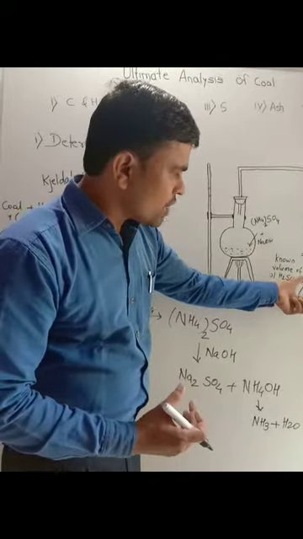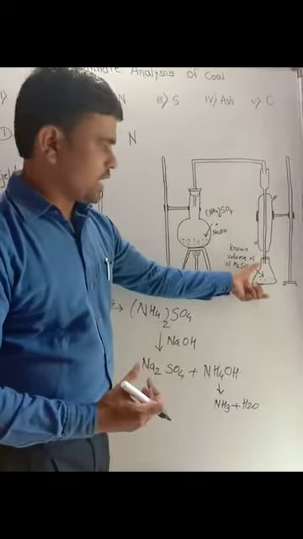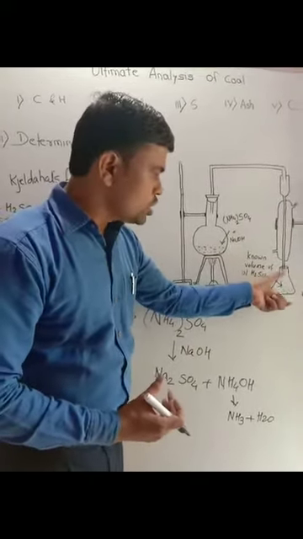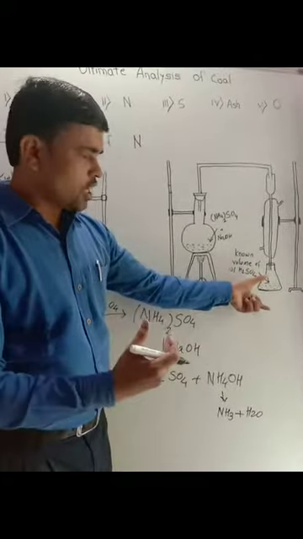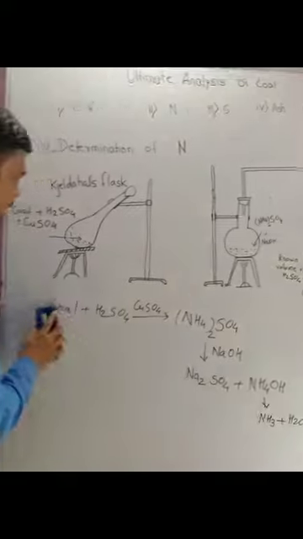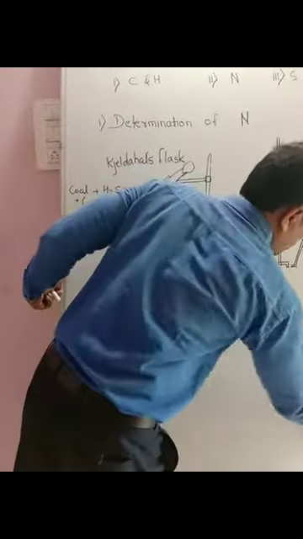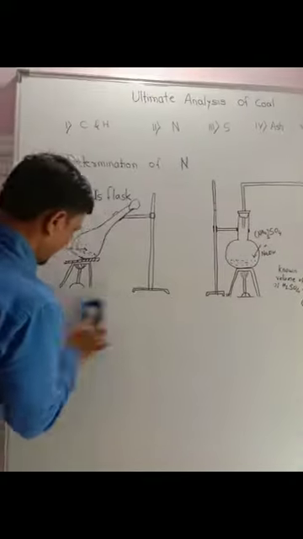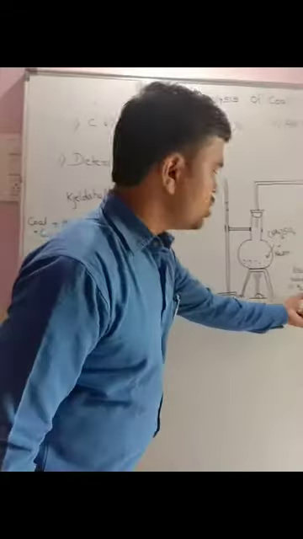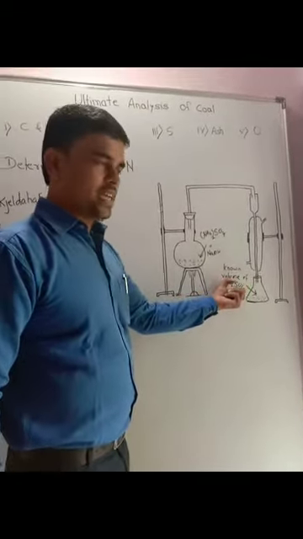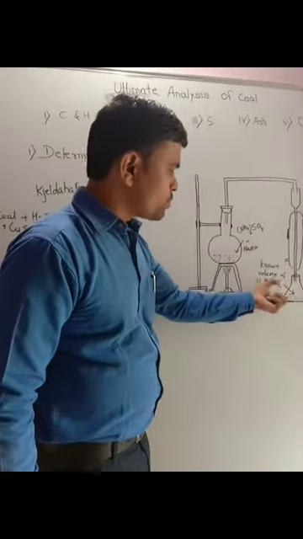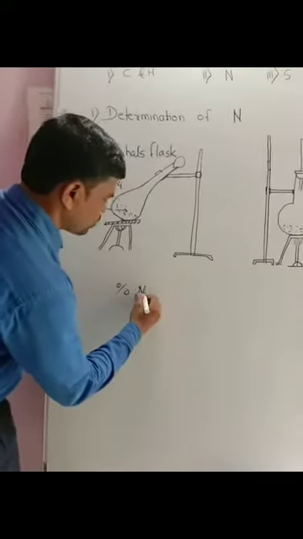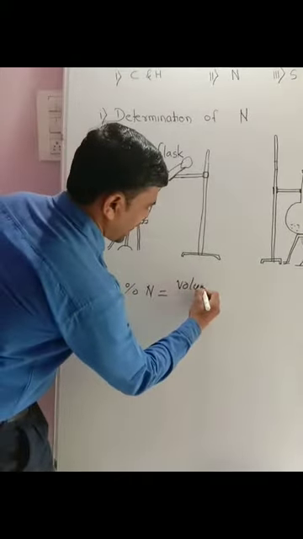Now part of the sulfuric acid is used by the ammonia and another part is unused sulfuric acid. This unused sulfuric acid is titrated with sodium hydroxide by the back titration method. The volume of unused sulfuric acid is calculated, and from this the volume of acid used is calculated. The percentage of nitrogen is calculated from the volume of acid used.